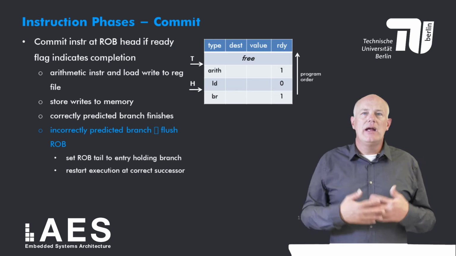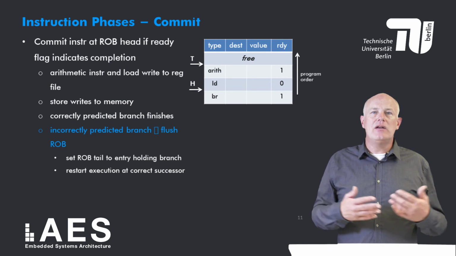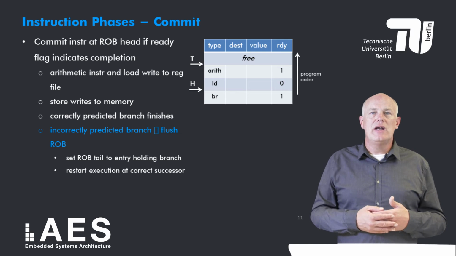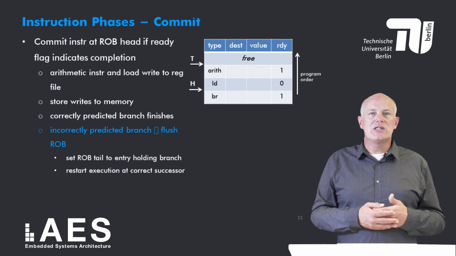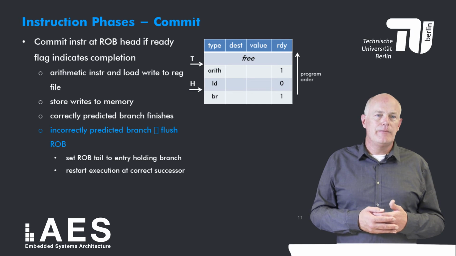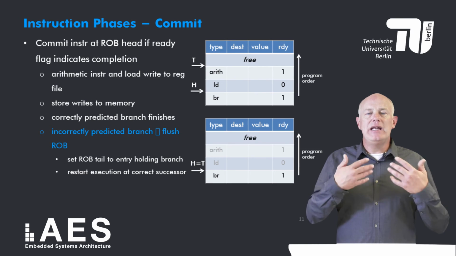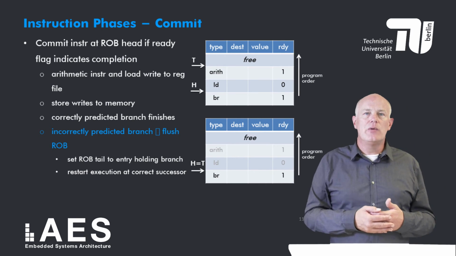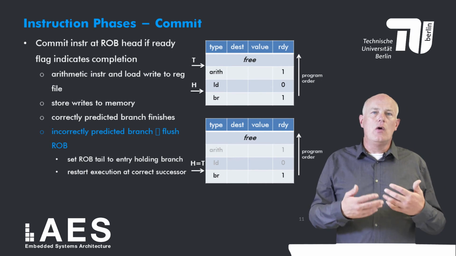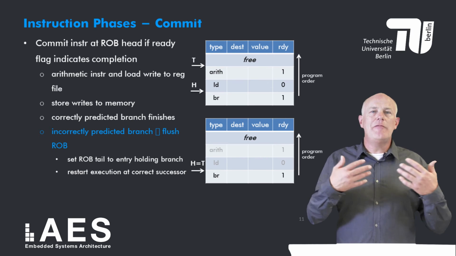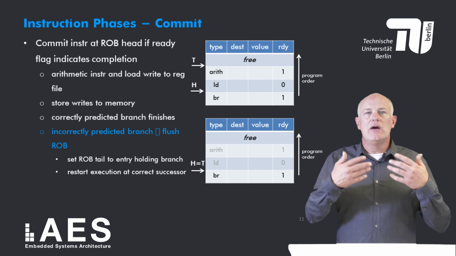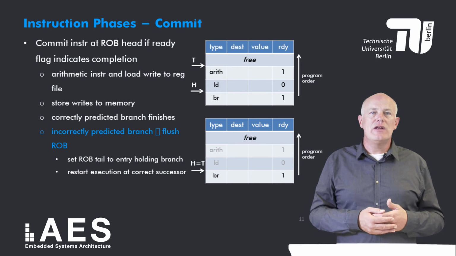Here's an example. In this example, the branch at the head of the ROB is ready to commit, and the load and the arithmetic instruction have been executed speculatively, and the arithmetic instruction has completed, but the load not yet. If the branch has been incorrectly predicted, the tail will be set to the head as shown here. This flushes the load and the arithmetic instruction that have been wrongly speculated. Execution is now restarted with the correct successor instruction of the branch.